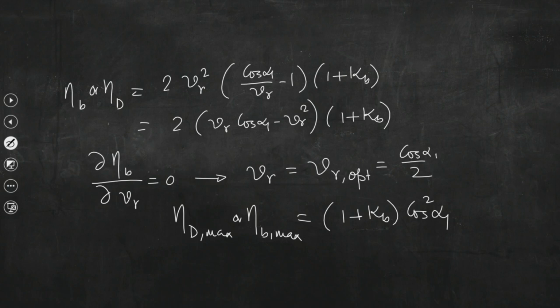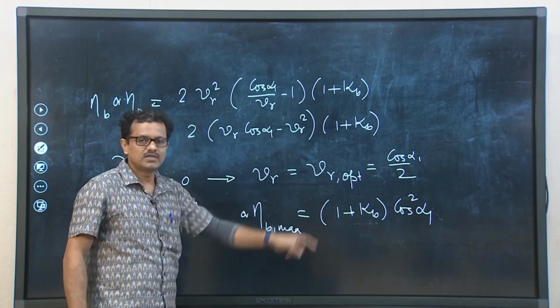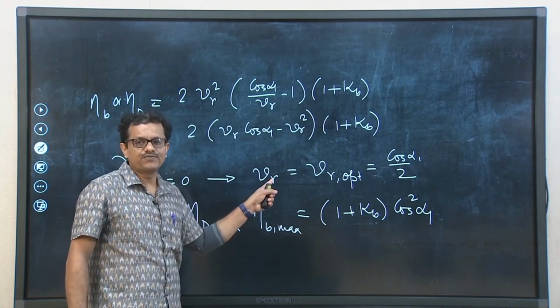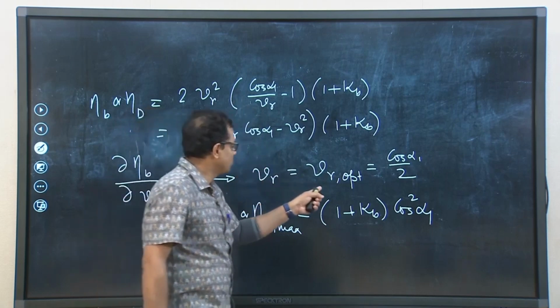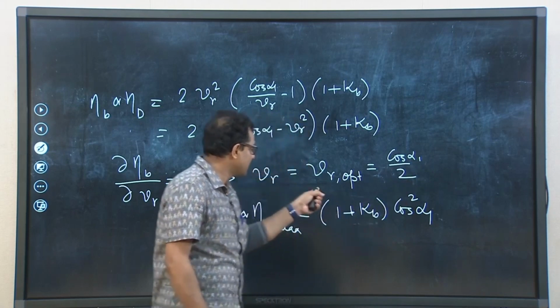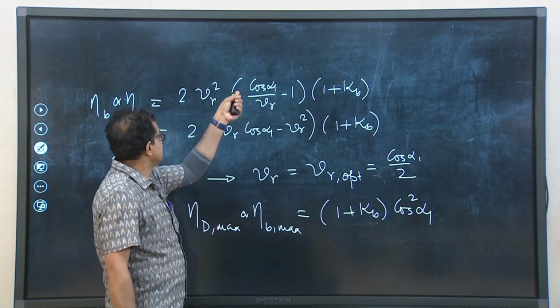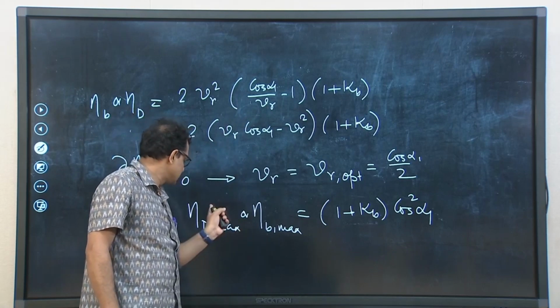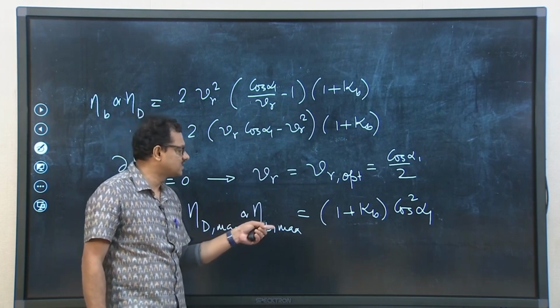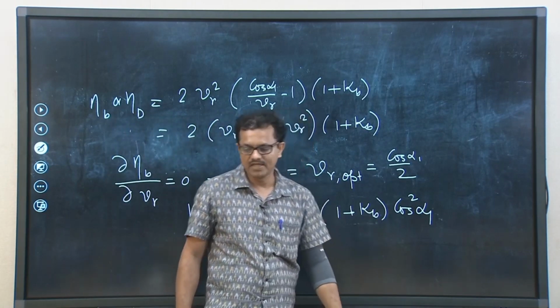What we can see is that we could establish the expression of blading efficiency or diagram efficiency, and we had seen that it is a function of velocity ratio, flow angle, and also the blade friction coefficient. To obtain the optimum velocity ratio for which the efficiency should be maximum, we had seen that the optimum value of velocity ratio is cos alpha 1 by 2. Plugging this value of Vr into the expression, we obtained the maximum diagram efficiency or maximum blading efficiency, which is nothing but 1 plus Kb into cos square alpha 1.